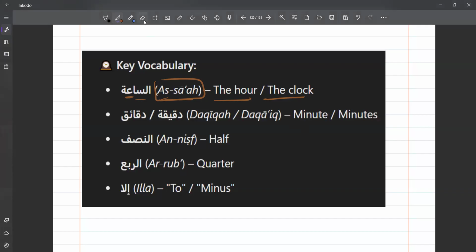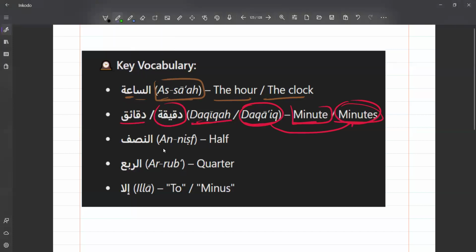Next word is daqiqa, or daqa'iq. This word is used for minute or minutes. Daqiqa is the singular for minute and daqa'iq is the plural for minutes. Daqiqa, daqa'iq.